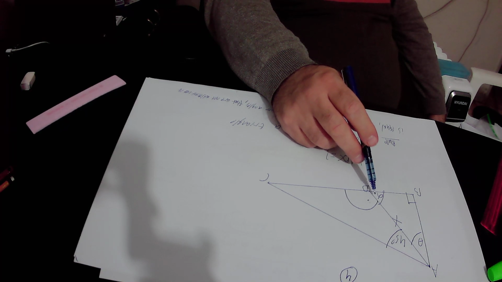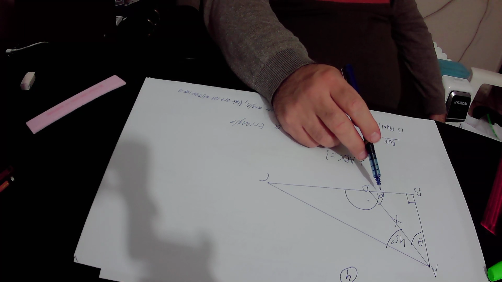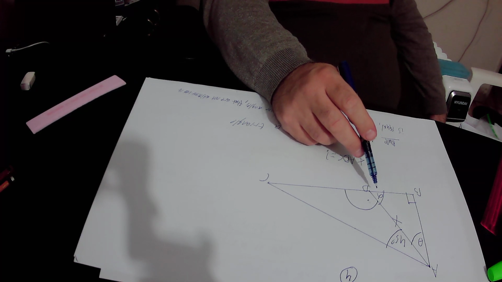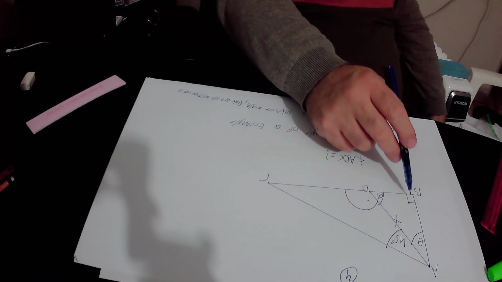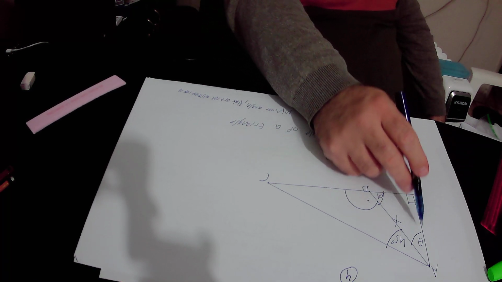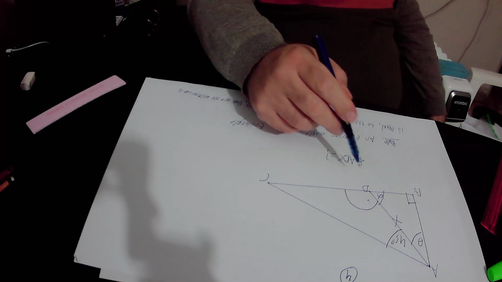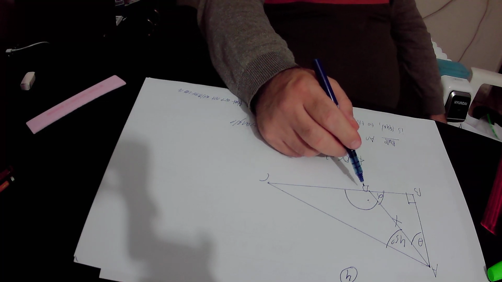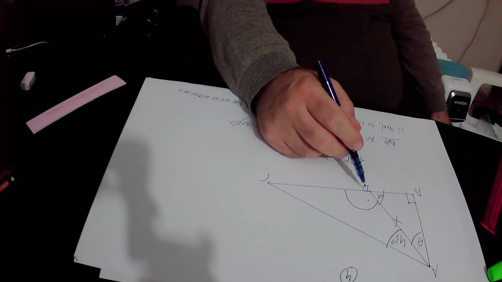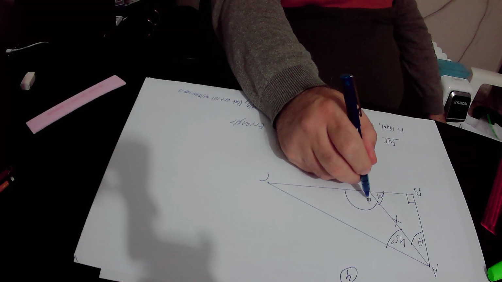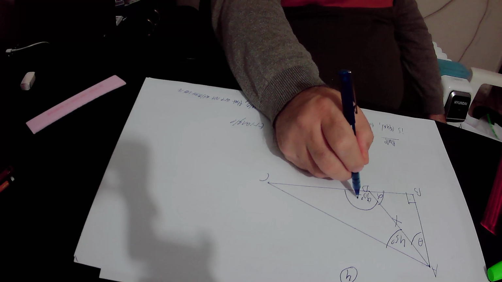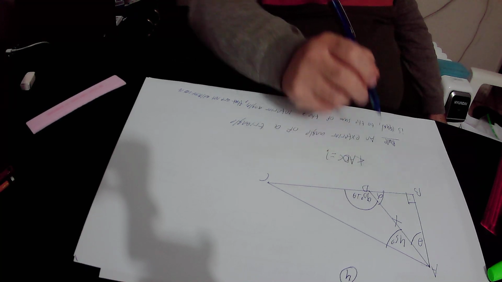So the two other interior angles that are not adjacent to the external angle ADC are those two angles, theta and 90 degrees. Therefore, it will be equal to the sum of the two interior angles that are not adjacent to it. That is to say, it will be equal to 90 degrees plus theta. Okay?